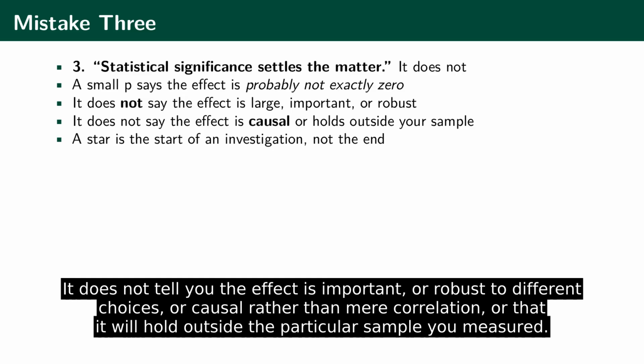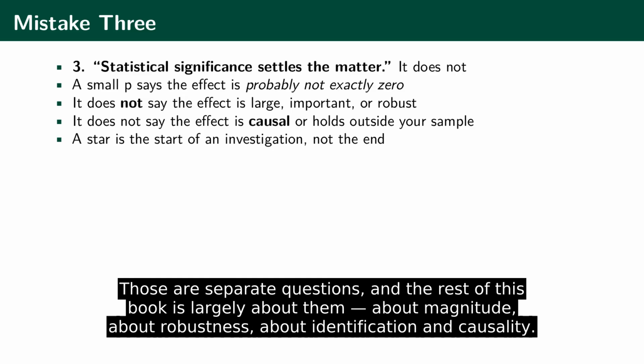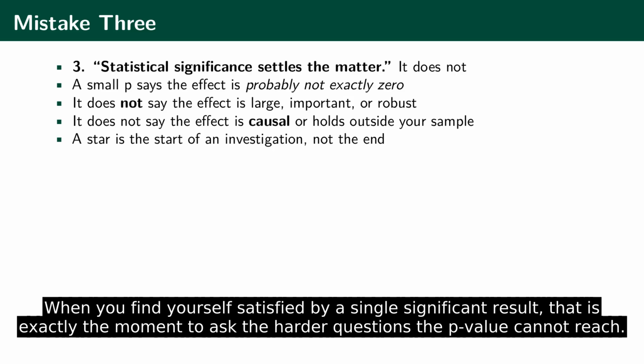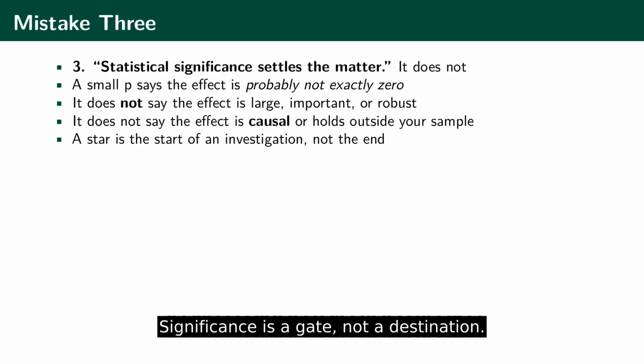Those are separate questions, and the rest of this book is largely about them, about magnitude, about robustness, about identification and causality. A star next to a coefficient is the beginning of an investigation, not the end of one. When you find yourself satisfied by a single significant result, that is exactly the moment to ask the harder questions the p-value cannot reach. Significance is a gate, not a destination.